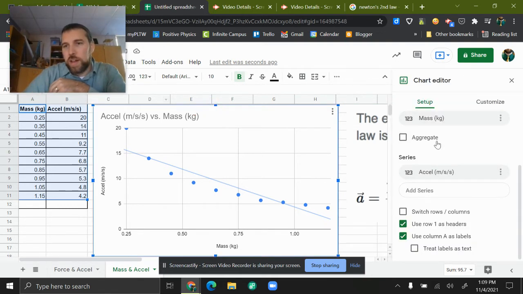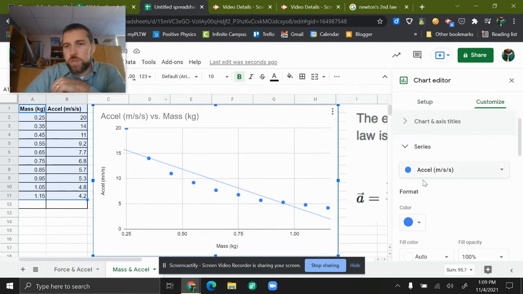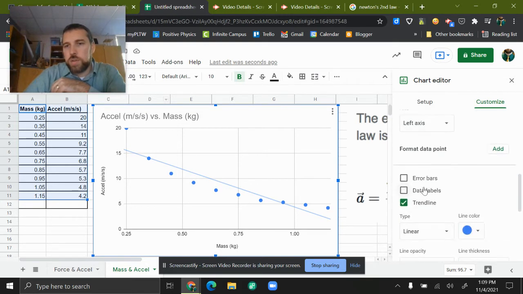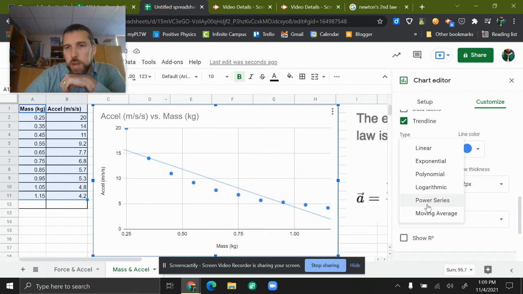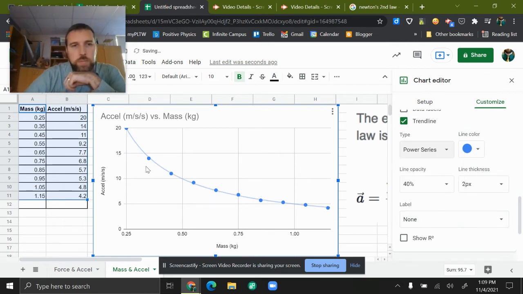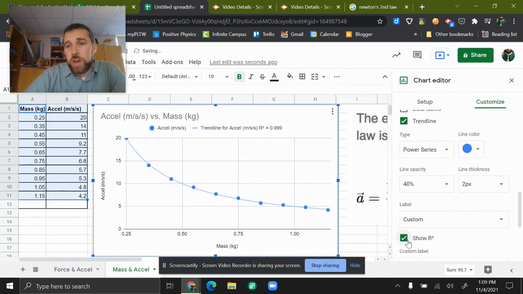So instead of a linear trend line, I want to do a power series. Bingo, and that lines up. Nice. If I'm not sure, I can show the r squared here and label it with the equation that we have. And I can check the other ones.